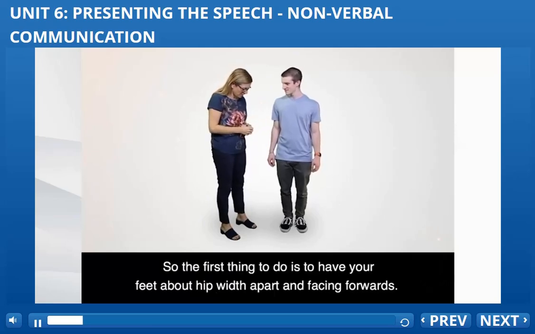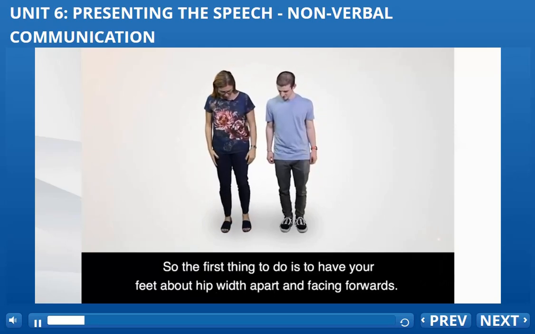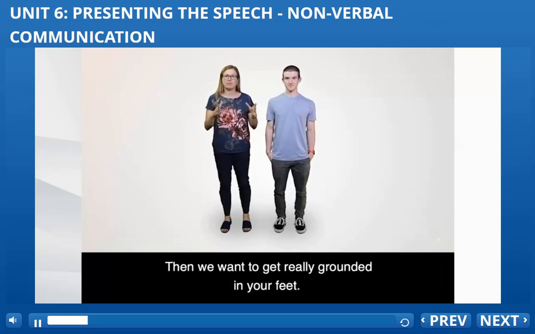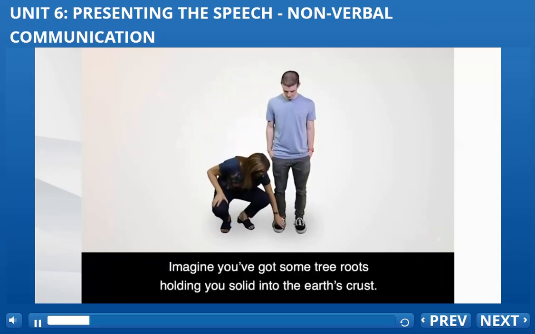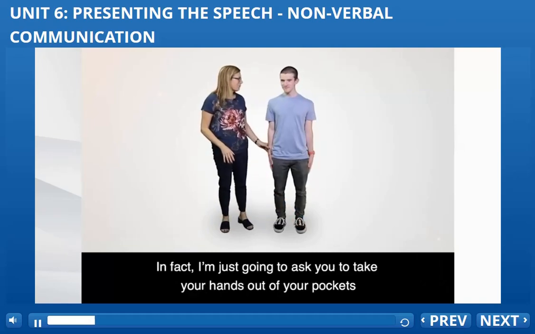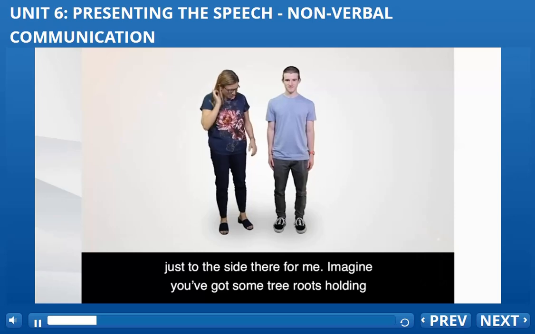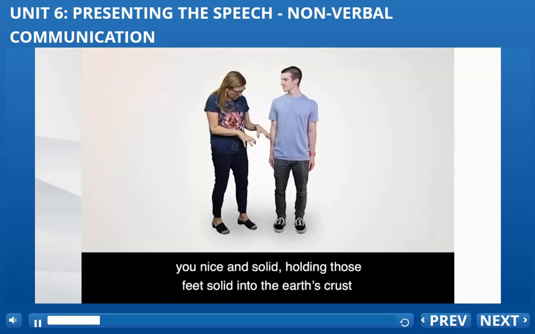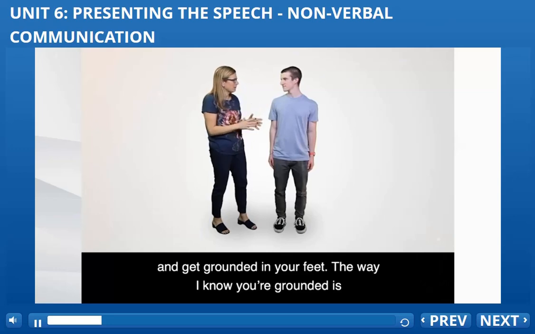So first thing to do is to have your feet about hip width apart and facing forward. So that's lovely. Good. And then we want to get really grounded in your feet. So imagine that you've got some tree roots holding you solid into the earth's crust. In fact, I'm just going to ask you to take your hands out of your pockets, just to the side there for me. So imagine that you've got some tree roots holding you nice and solid, holding those feet solid into the earth's crust, and get grounded in your feet.